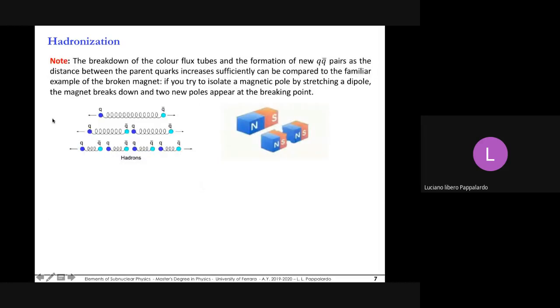We have, of course, a clear analogy with the magnets. So the breakdown of the color flux tubes and the formation of new QQ-bar pairs, as you see here. So we start from 1, then we have 2, then we have 4, etc. As the distance between the parent quarks increases sufficiently, it can be compared with a more familiar example of the broken magnet. If you try to isolate the north and south pole of a magnet, you will never succeed because, as you know, if you break the magnet, then a new pair of poles is created automatically. And this is essentially the same thing that happens here. It is a nice analogy to show this.